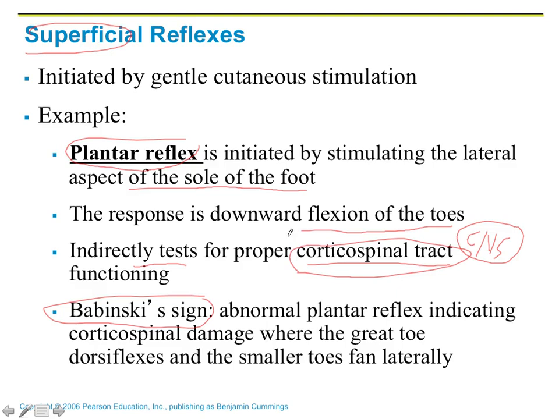So for the Babinski sign, the positive sign is the toe extension. If we scrape and we have the toe response, this is the Babinski sign.